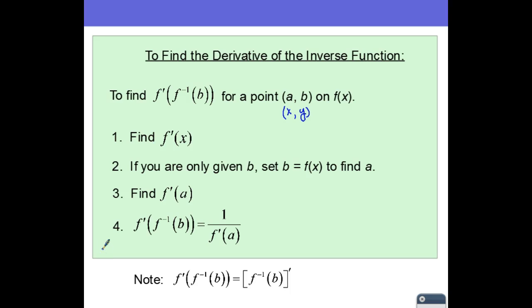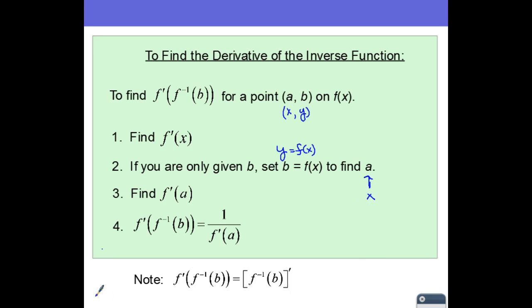So the first thing that we need to do is to find what the derivative of f of x is, so f prime of x. And if they have only given us b, which is a y value, remember y is equal to f of x. And so what we can do is take b and set it equal to f of x, and then solve for a, which is the x value that we need.